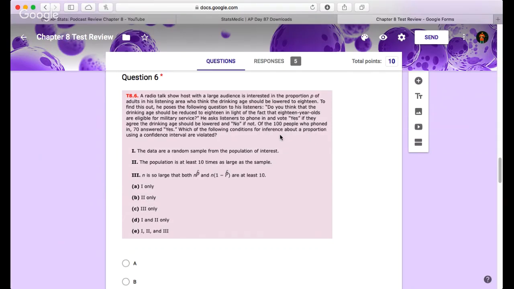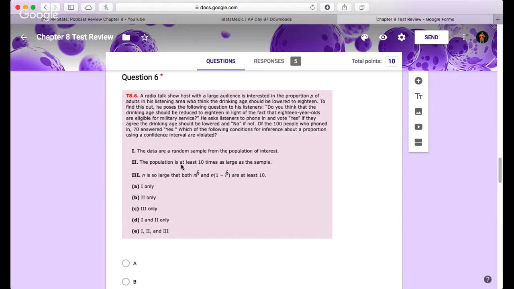So which of the following conditions for inference about a population using a confidence interval are violated? The data are a random sample from the population of interest. What is violated? He did it just to his listeners, right? Because he did it to just his listeners and they phoned in, that's not a random sample, so that would be violated. That would be number 1, which eliminates B and C.